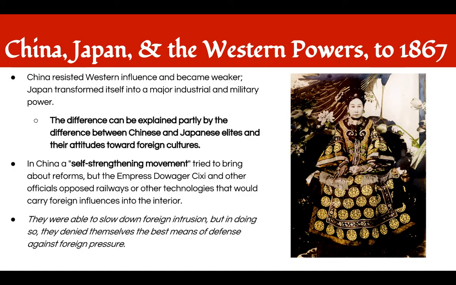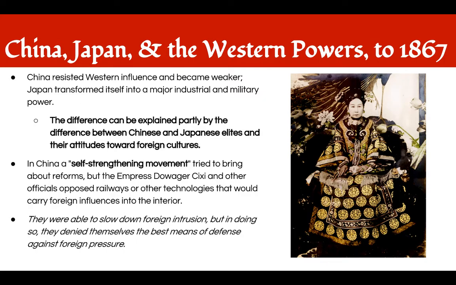Anyways, in China, we see a Self-Strengthening Movement which tried to bring about reforms. But the Empress Cixi, who you see here, and other officials opposed railways or other technologies that they thought would bring Western influence to the interior of China. They also slowed down foreign intrusion, but in doing so, they really denied themselves the best means of defense against foreign pressure.